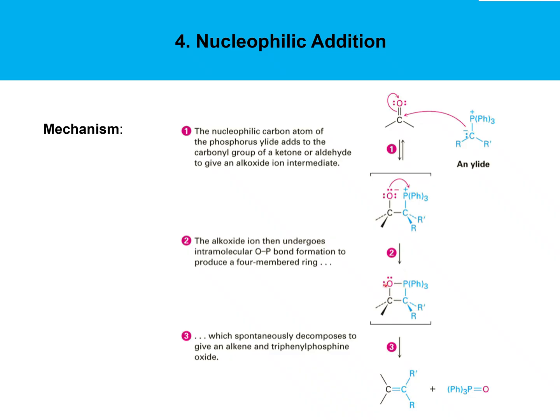That four-member ring is very strained, and it will decompose to either go back to the original ketone or ylide, or go forward into producing this alkene and triphenylphosphine oxide. Note that the phosphorus to oxygen double bond is a very strong bond, and so there is a driving force to produce these two products that you see here at the end.